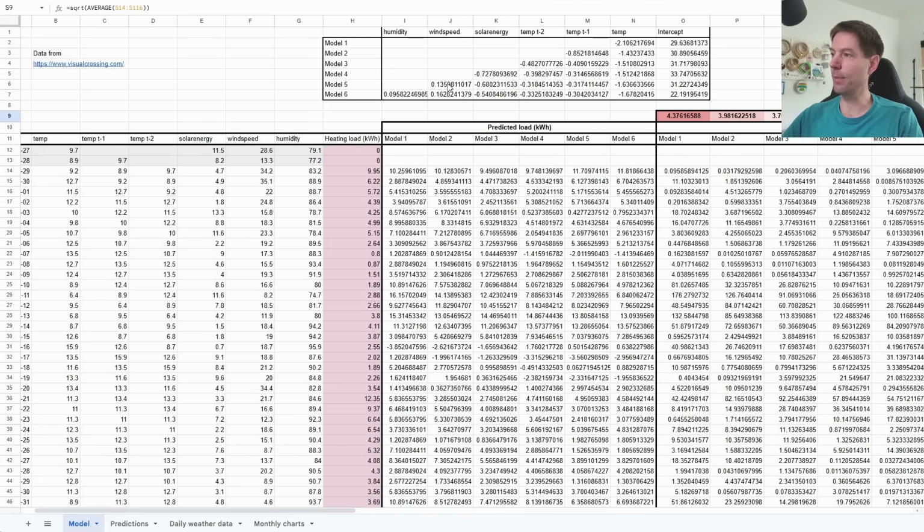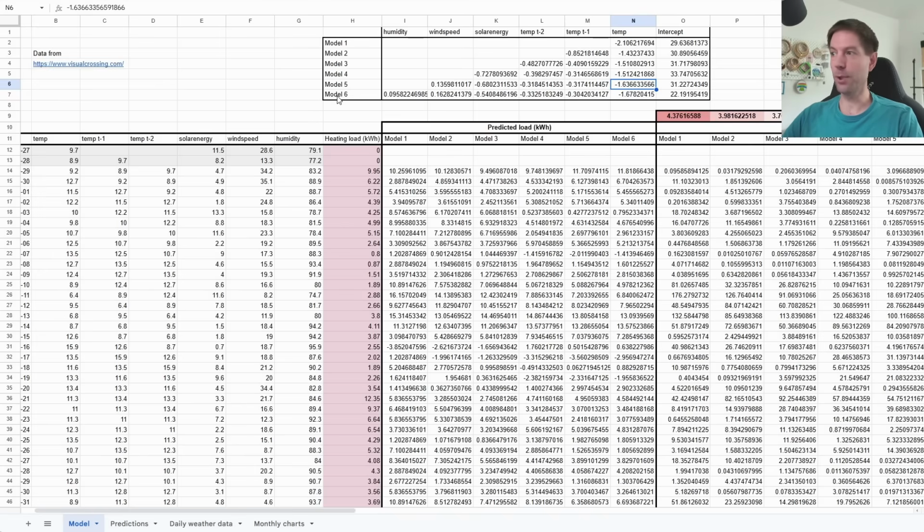So if we look at the parameter for wind speed, this suggests that when wind speed increases, the fact that this parameter is positive means that when it's windier, you need more heating. So yeah, that's as expected. And as before, we've got negative for the solar energy, and negative for all three of the temperature ones. That's everything that you would expect, as we've mentioned in the previous models.